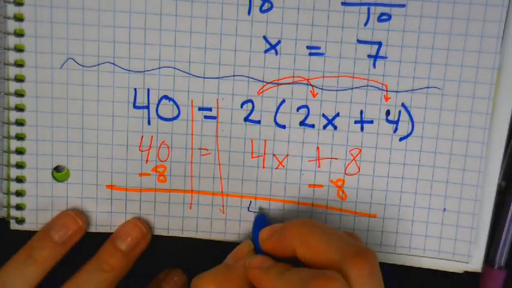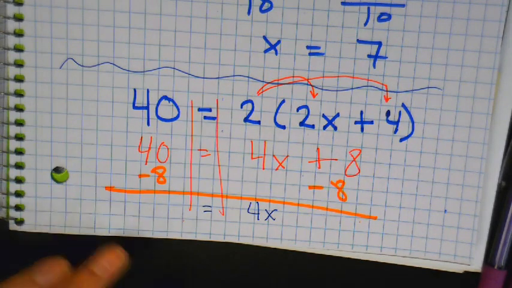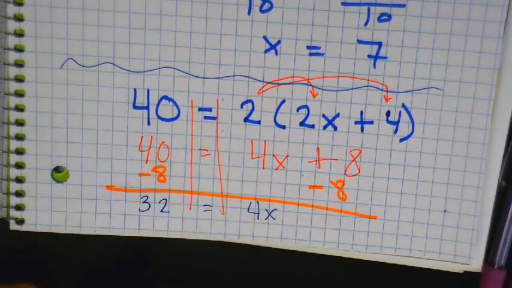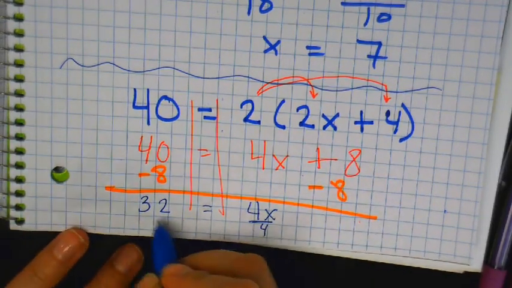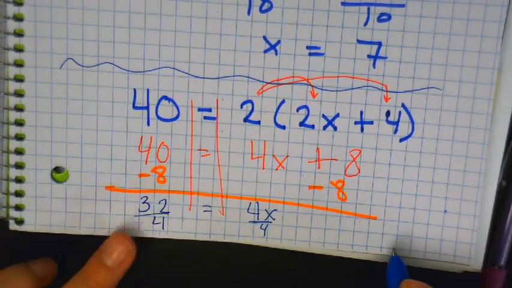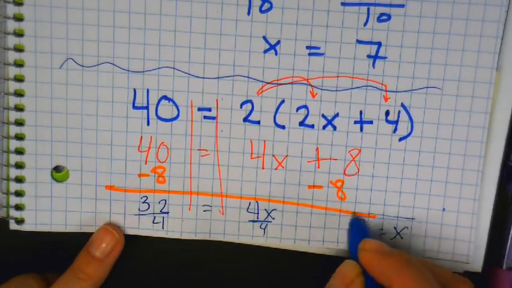So we have 4x. And what's 40? 32. What's our last step? Divide by? 4. So what's 32 divided by 4? 8 is equal to x.